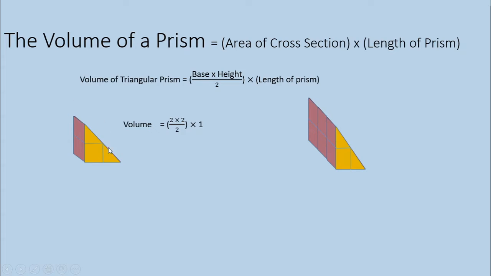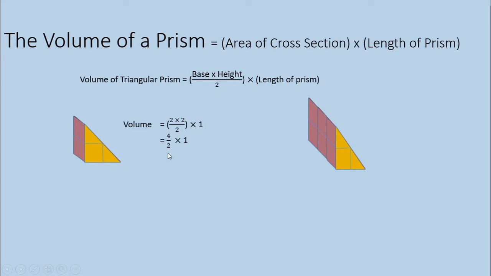So for this one, the volume of this triangular prism is going to be the base, which is 2, times the height, which is also 2, divided by 2 because it's a triangle, multiplied by the length of the prism, which was 1. So that's going to be 2 times 2 is 4 divided by 2 times 1.